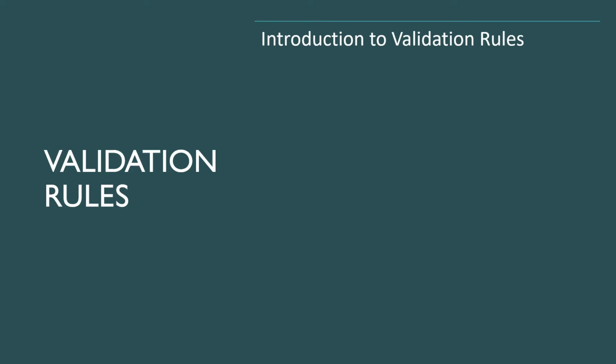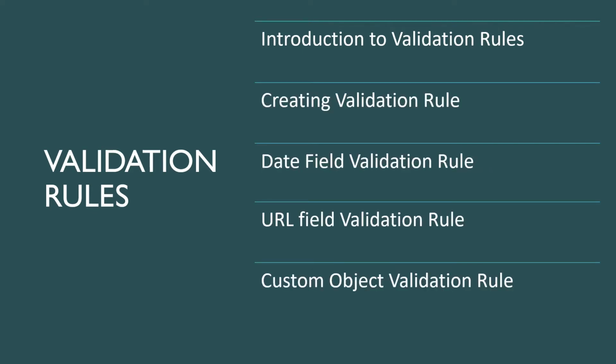If the validation rule returns a value of true, it means the data being entered by the user is invalid. Validation rules can also include error messages that we can display to the user when they enter invalid values in the record. In this video, we'll be creating validation rules on certain fields in a standard and custom objects, and we'll be looking at different kinds of fields like numeric fields, date fields, and URL fields.